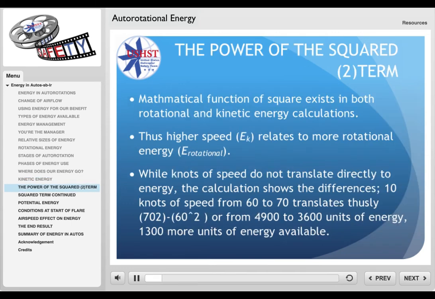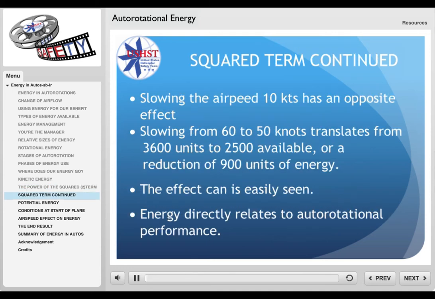Squaring a number means multiplying it by itself. Since the square term shows up in both the rotational and kinetic energy terms, it's important that we recognize this. This means that if you have a higher speed, you have a lot more energy. In the example, you can see by increasing our speed from 60 to 70 knots, we actually end up with 1,300 more units of energy to play with. Also, if we're slowing our airspeed from 60 to 50 knots, we have 900 less units of energy to play with. So you can see the effect can be quite dramatic for a 10-knot difference in normal speed. The energy concept will be used a lot when talking about autorotational performance.